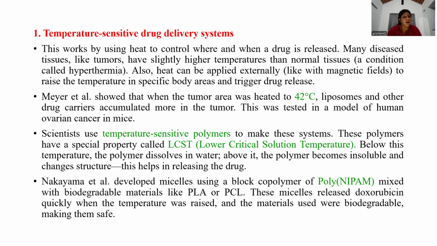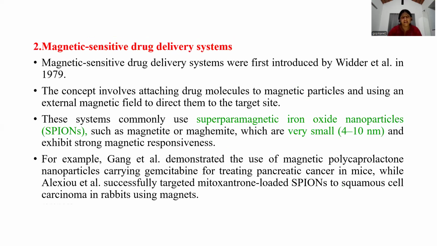Nakayama et al. developed carriers using a block polymer of polyNIPAM mixed with biodegradable materials like PLA and or PCL. These carriers released doxorubicin quickly when the temperature was raised, and the materials used were biodegradable, making them safer for delivery. The next one is the magnetic sensitive drug delivery system.